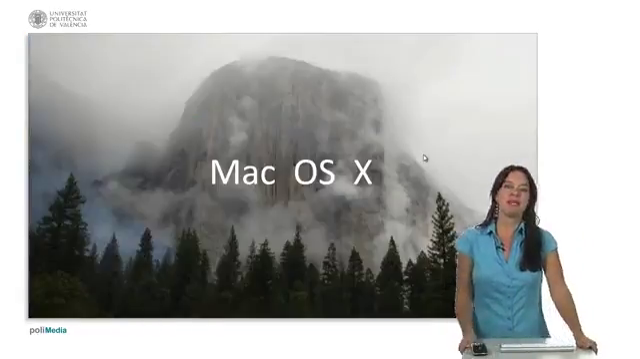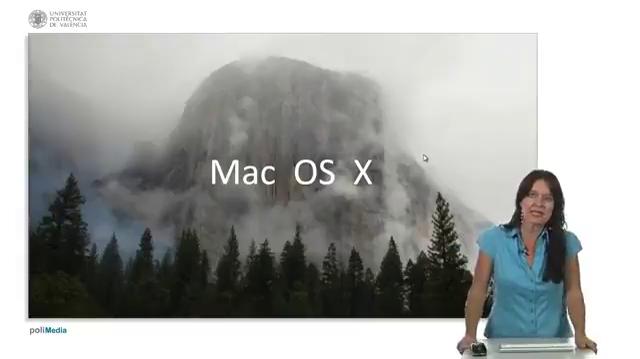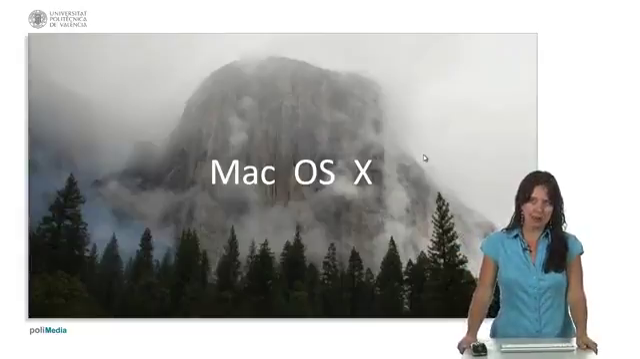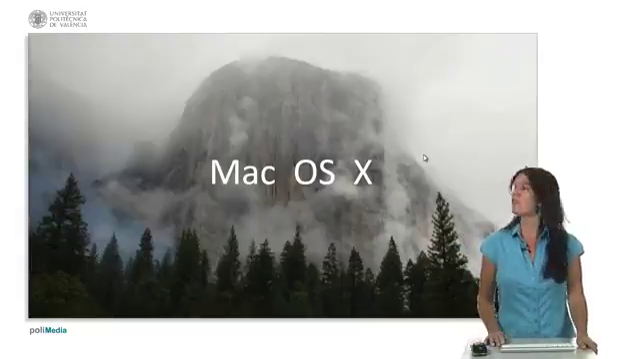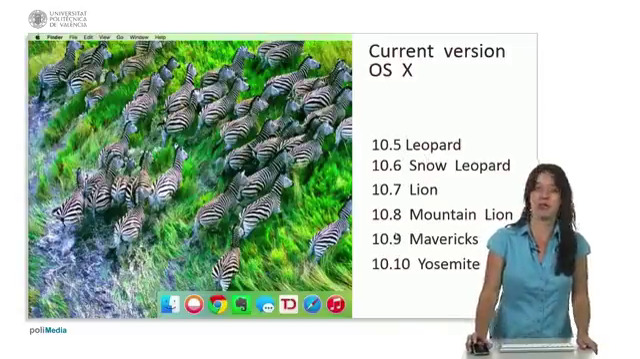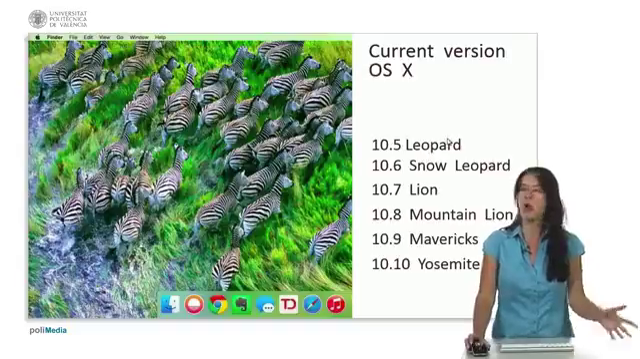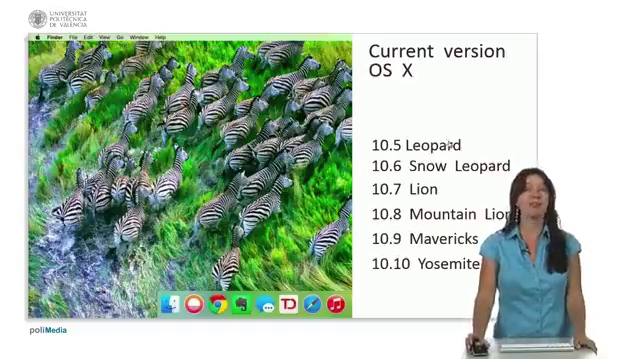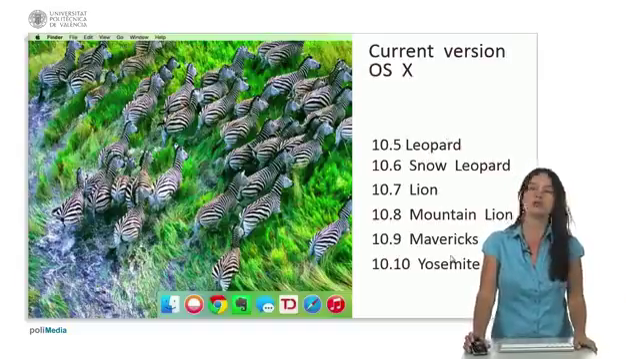Another possibility is the Mac OS operating system that is being developed by Apple. This also has many versions, as we can see here. We have 5, 6, 7 to 10. They are called Leopard, Snow Leopard, Lion, Mountain Lion, Mavericks, and the latest one is called Yosemite.